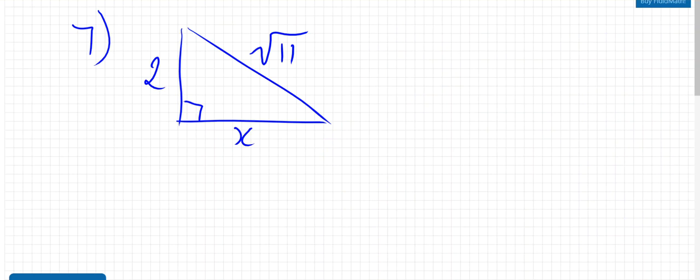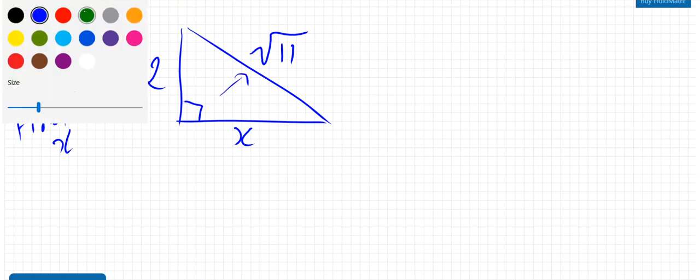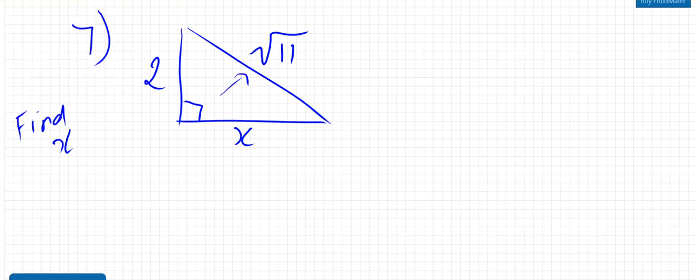Okay, for question 7, it's just here. So once again, the question is saying find x. What is x? So once again, we are going to use Pythagoras because I haven't got any angles to use trigonometry. Now, we can see the hypotenuse is the square root of 11. Don't be confused by seeing a square root. It's just a number, and we can work with that.